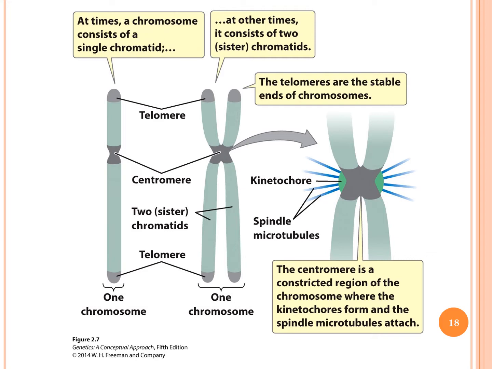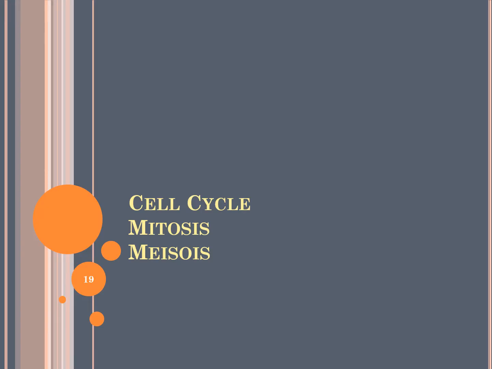Here is an unduplicated chromosome in a single bar with 1 chromatid. Here is a duplicated chromosome. This is still 1 chromosome, even though it has 2 chromatids, 2 sister chromatids. So briefly, let us go over some concepts of the cell cycle, mitosis, and then meiosis.